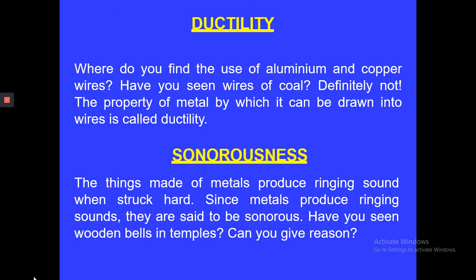The next property is sonorousness. Things made of metal produce a very loud, ringing sound when struck hard. Since metals produce a ringing sound, they are said to be sonorous. Have you seen a wooden bell in a temple? No, because wood will not produce such a sound. That's why metals are sonorous, whereas non-metals are non-sonorous.